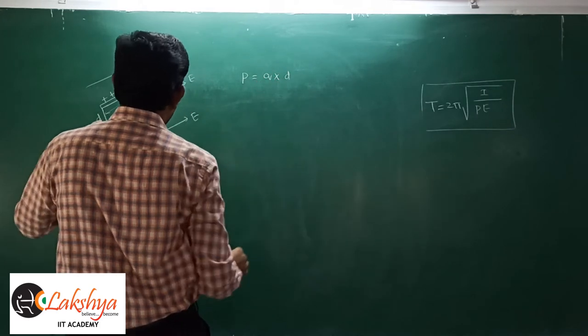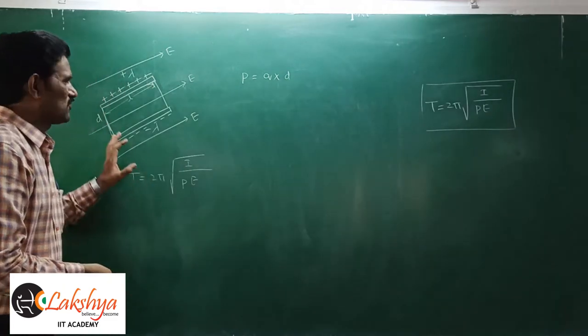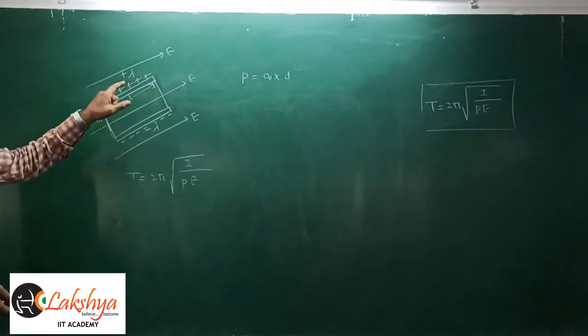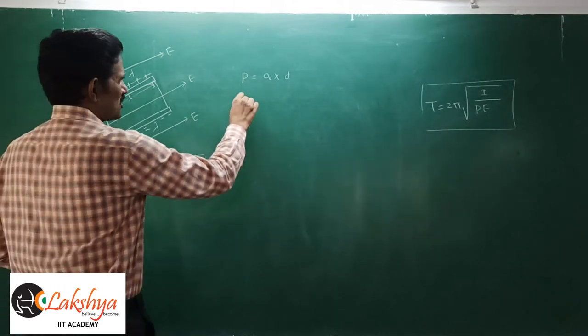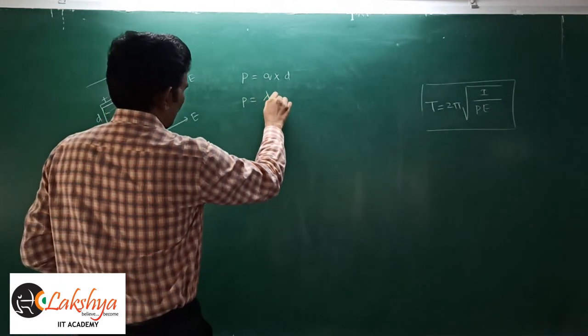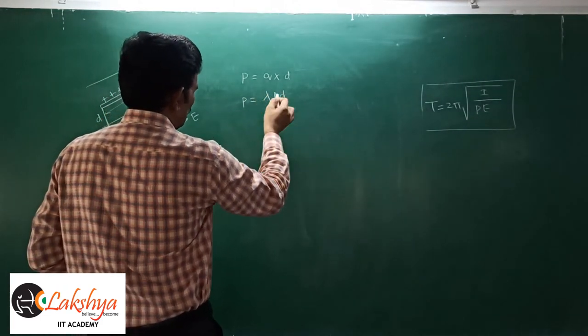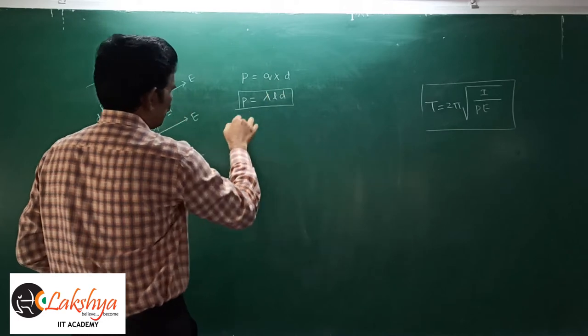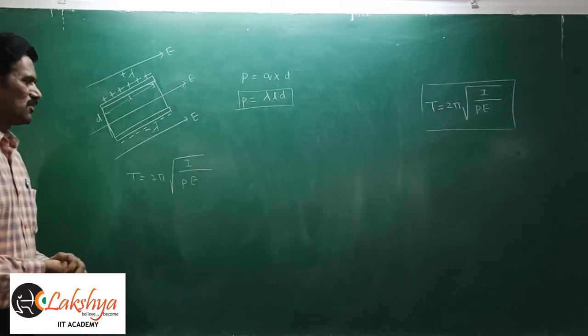So the distance between them is D, the distance between those two charges. Now Q is nothing but the magnitude of charge present on one of the rods, so I can write it as lambda into L. So the dipole moment is lambda into L into D.